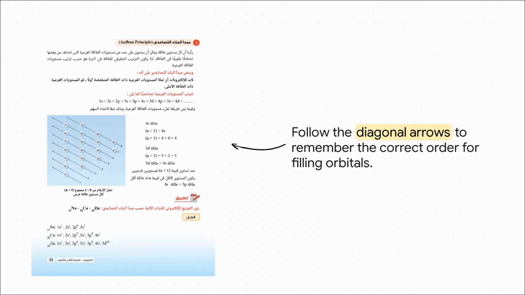Now, here's where it can get a little tricky, because the energy levels start to overlap. But this diagram is your best friend. You just follow the diagonal arrows, and it gives you the exact filling order every time. 1s, then 2s, then 2p, then 3s, then 3p, and here's the weird part. You fill the 4s orbital before you go back and fill the 3d. This simple tool helps you get the Aufbau principle right every single time.